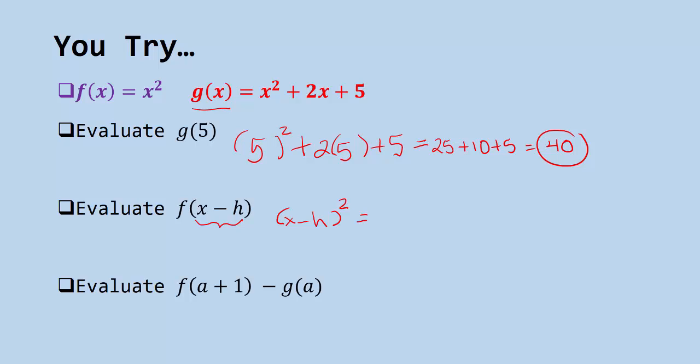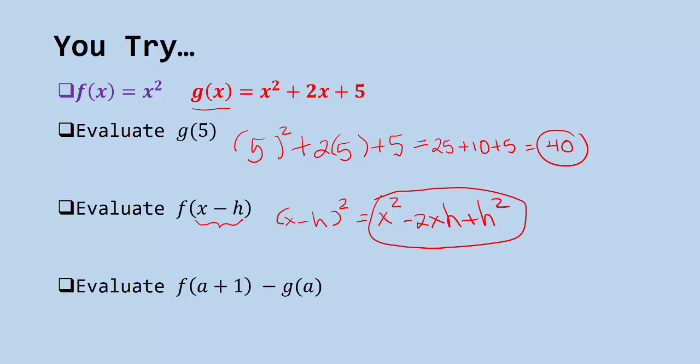My job is to simplify. So again, if you remember, this is x minus h times itself. So x squared minus 2xh plus h squared. And that's as simple as I can go, so that is where I'm going to stop.